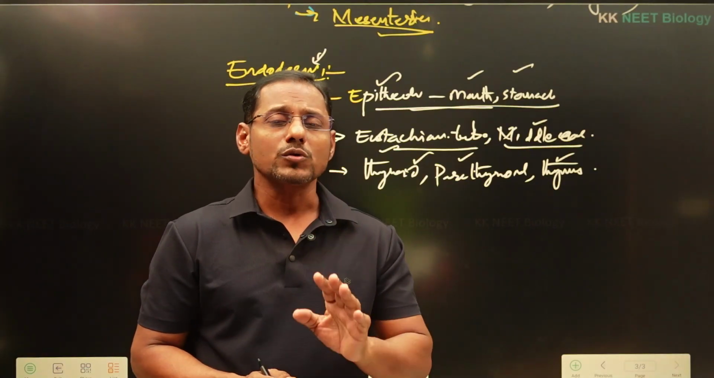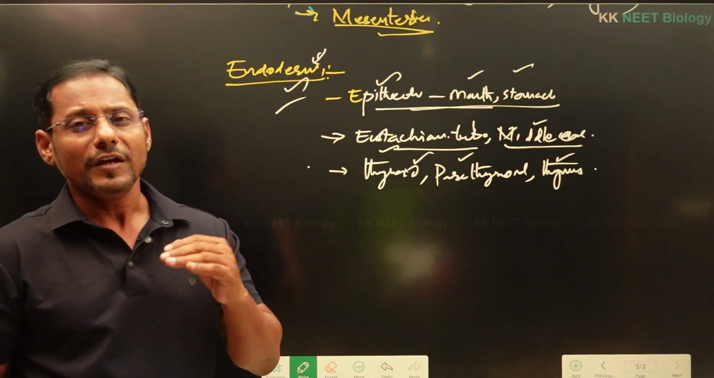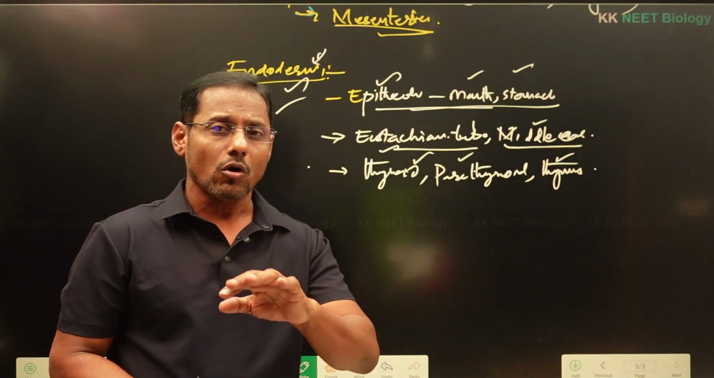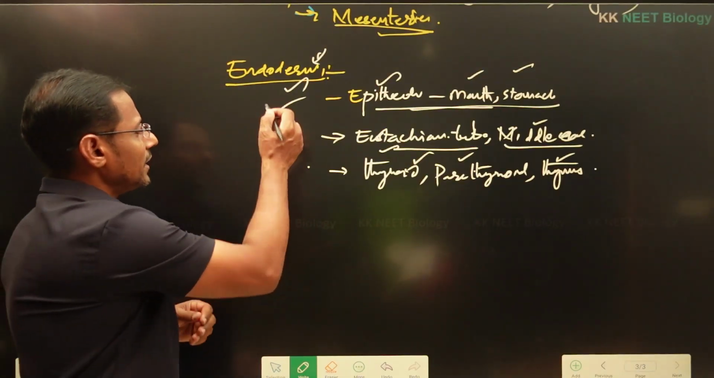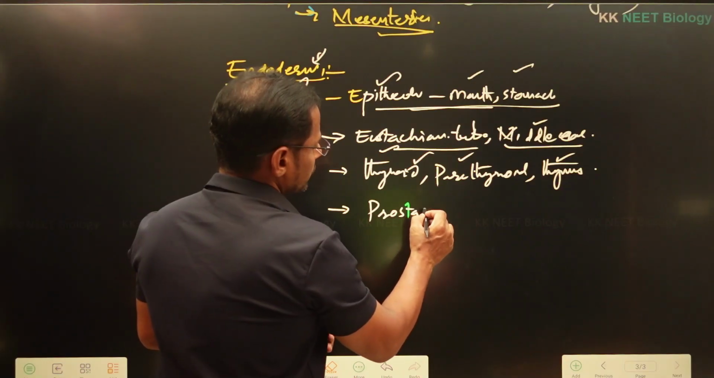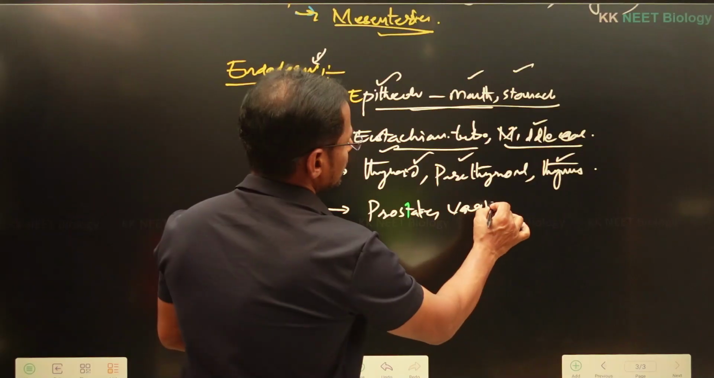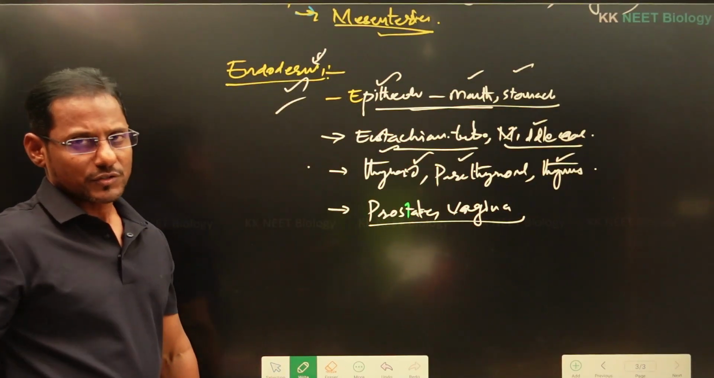And just now we discussed that the entire reproductive system is going to be developed from the mesoderm, except, I said, prostate and vagina are not derivatives of the mesoderm. Where do they develop from? The endoderm is going to develop the prostate as well as the vagina. So these are two parts of the entire reproductive system, male or female.